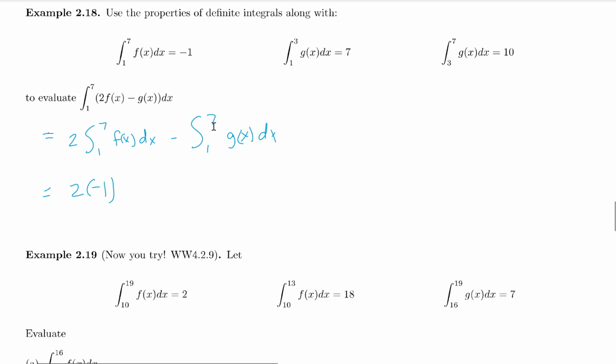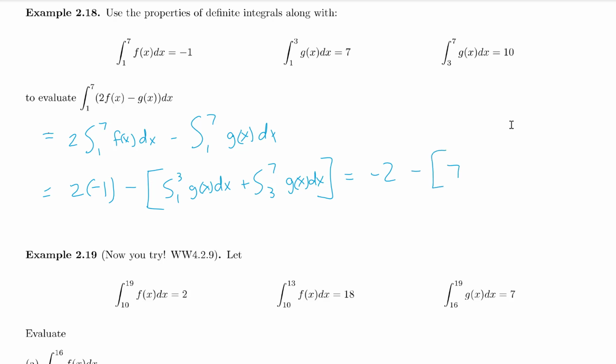Now, we don't have the integral from 1 to 7 for g, but we do have the integral from 1 to 3 and then 3 to 7. So we could rewrite this integral from 1 to 7 as being the integral from 1 to 3 of g of x plus the integral from 3 to 7 of g of x. And then that tells us that we get 2 times the -1, which is just -2, minus the quantity 7 plus 10. So we get -2 minus 17, and our complete total integral here is -19.